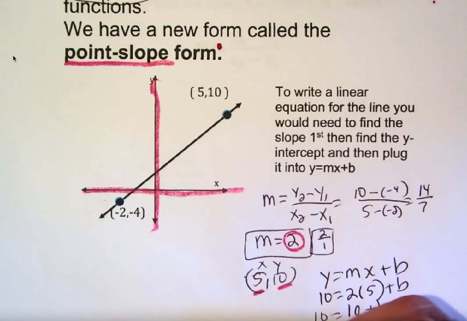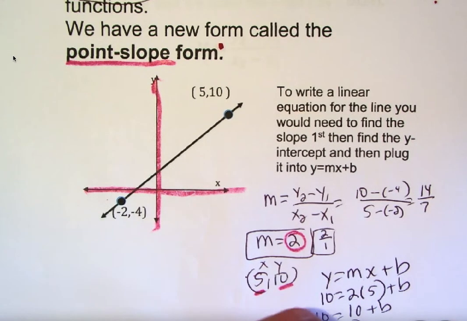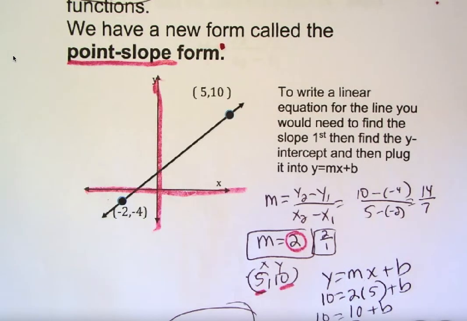okay. Anyways, okay. I guess it was supposed to say more. So then you find your y-intercept, and then you can write the equation y equals 2x plus 0 by plugging in the slope and the y-intercept.